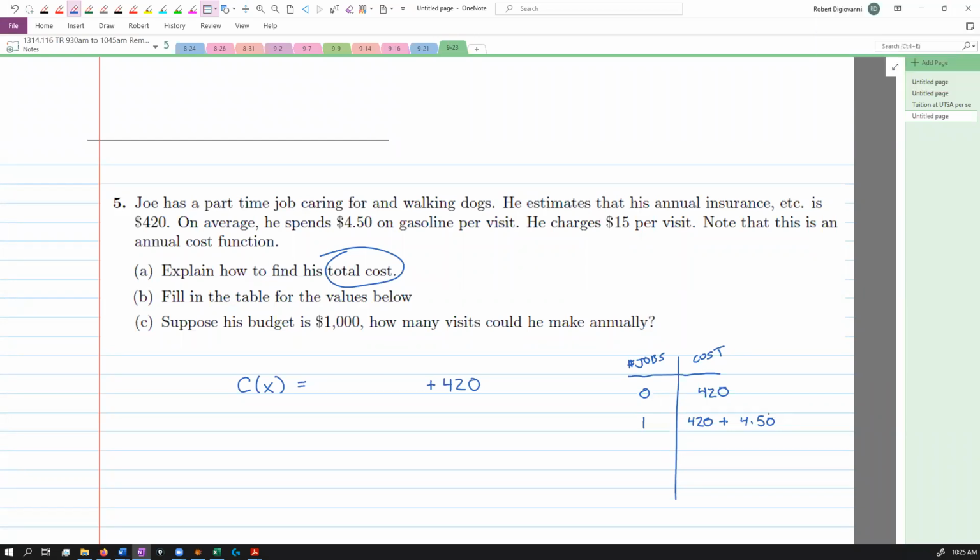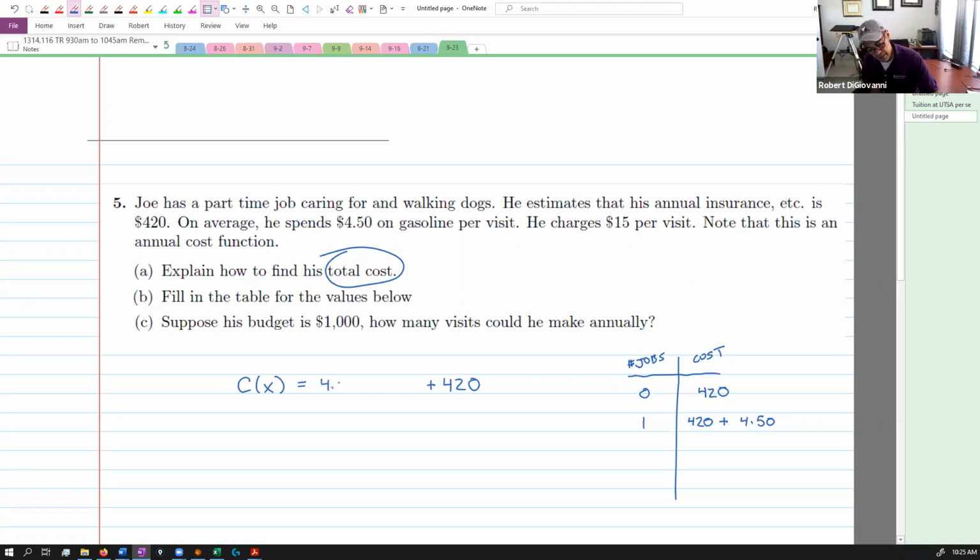The money going out. So here's what we would have. 450. Now this is a variable cost because this depends on the number of jobs he has. So 450x and then plus the 420. So again, strictly in terms of cost for Joe, this is his cost function. If he does no jobs, it's 420. If he does one job, it's 420 plus the gas, right? If he does two jobs, it's 420 plus the gas twice. 3 jobs, 420 plus the gas 3 times, right? And this just gives us cost. Got it?